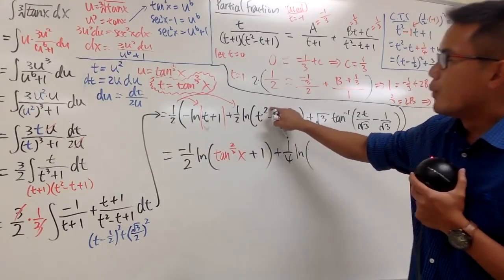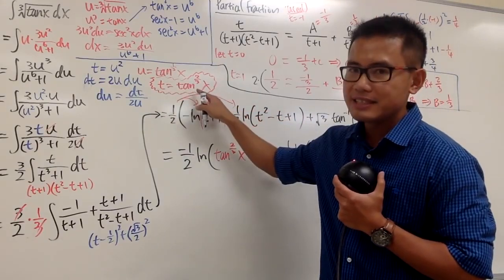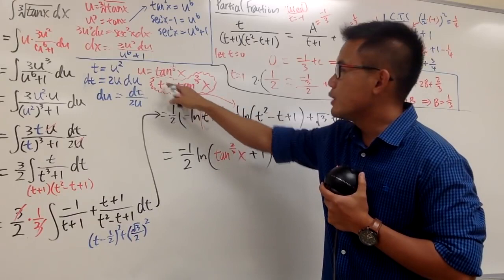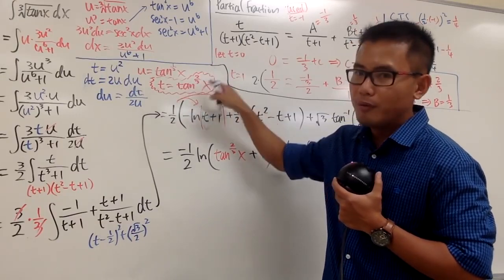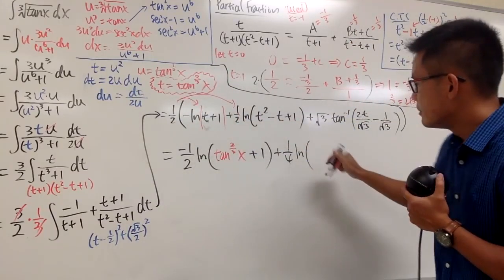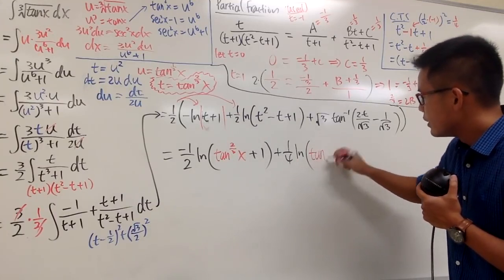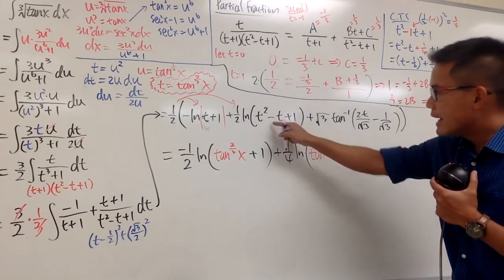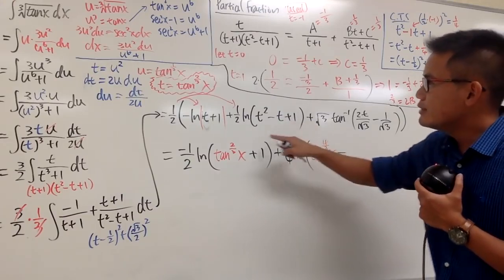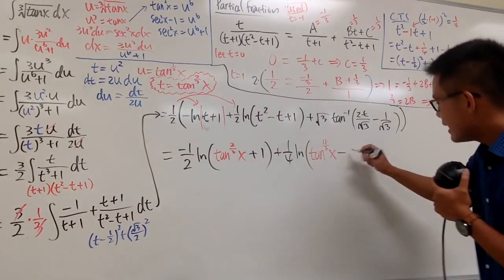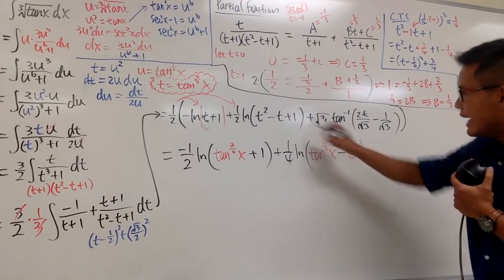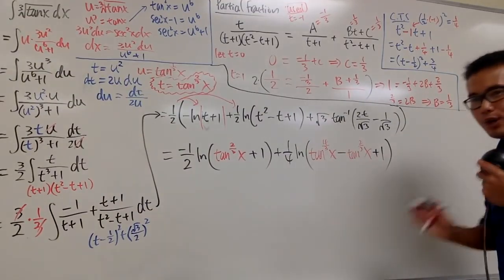T squared, well, we have to square both sides. T is equal to tangent to the 2/3 power. T squared is going to be tangent to the 4/3 power, right? So for this term, it's going to be tangent to the 4/3 power x. And then minus, right? T is that, which is tangent to the 2/3 power x. And then we add 1 to it, all right? Well, we're almost done, oh my God.